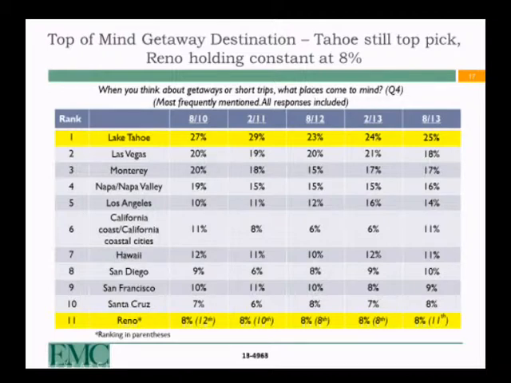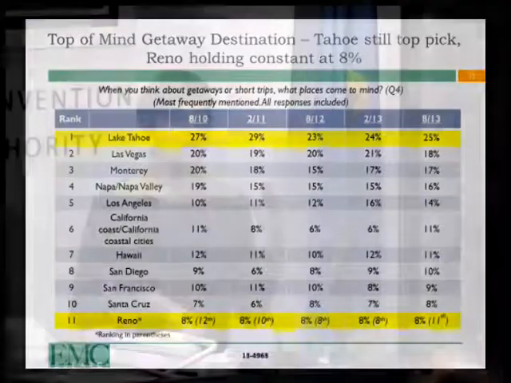Reno still gets 8% mentioning Reno, and the percentage next to that, in the parentheses, is our ranking. So right now Reno is the 11th item mentioned. We were 8th before, and so we've kind of dropped in rank. So it's still 8% mentioning it, but now it's 11th instead of 8th because other places have jumped ahead, like Santa Cruz and San Diego, San Francisco, some of the coastal cities, and a lot of California cities have been advertising in the Bay Area a lot.